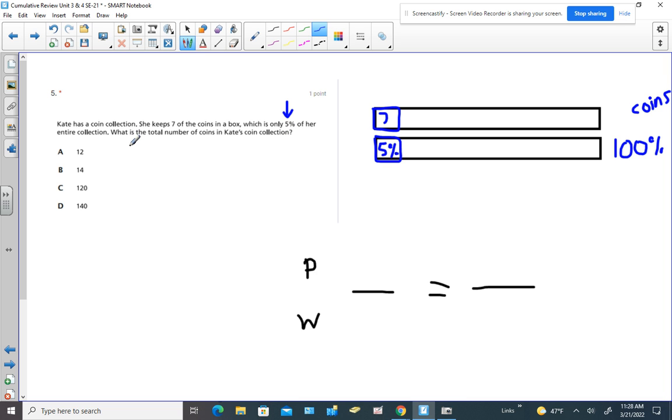All right. Now, next, we have to figure out how to take the numbers that we have and decide how to work them in our proportion. So let's look and see what they're asking for again. They want to know what is the total number of coins in her collection. So if 5% of them are the ones that are in a box, then wouldn't that imply that the rest of it, which would end up being 95% by the way, would be not in a box, or elsewhere. So we might label that not in box.